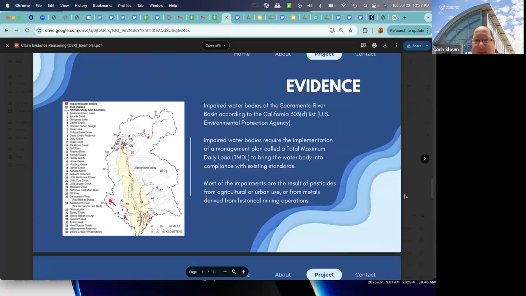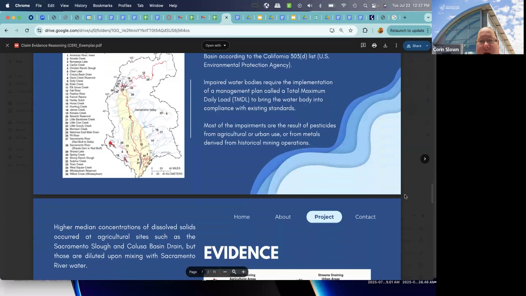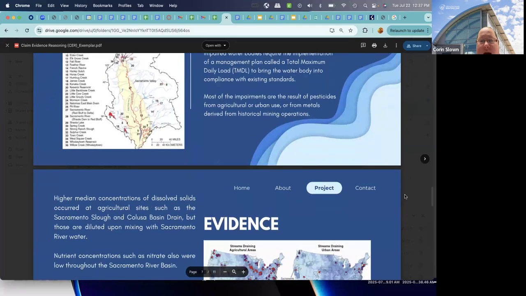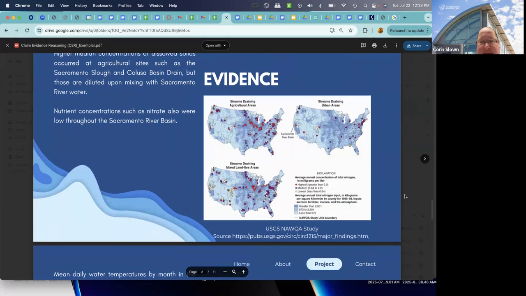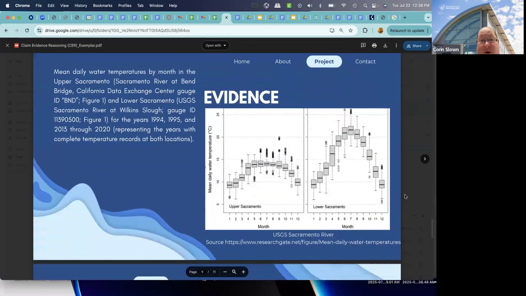What can you say about what's in your water? And then I provided some evidence. So I gave examples of impaired water. That's a common language where it looks at the total maximum daily load. That's a great example of data you could incorporate. The other example is a concentration of dissolved solids. That's very common to be used at water that's sampled from agricultural sites. That's another piece of data that you can use. So nitrates, for example, are very low in the Sacramento River Basin, which improves their water quality.